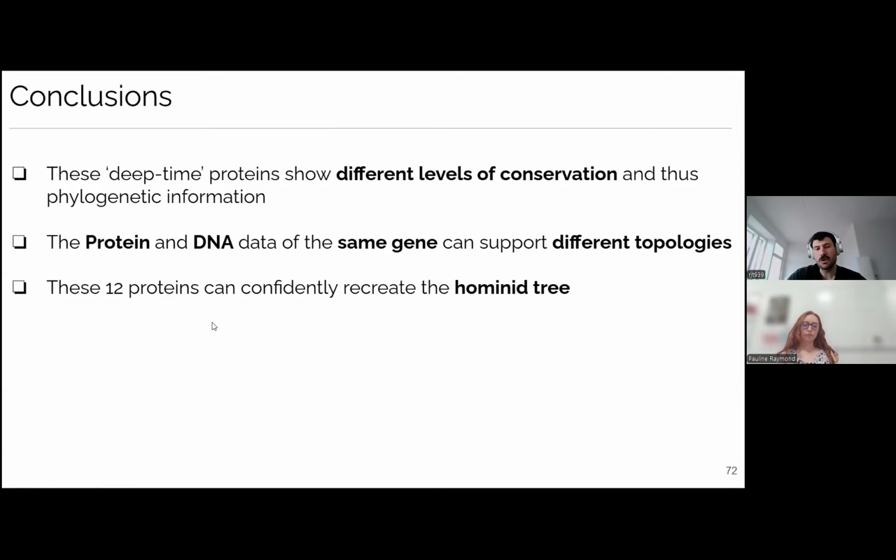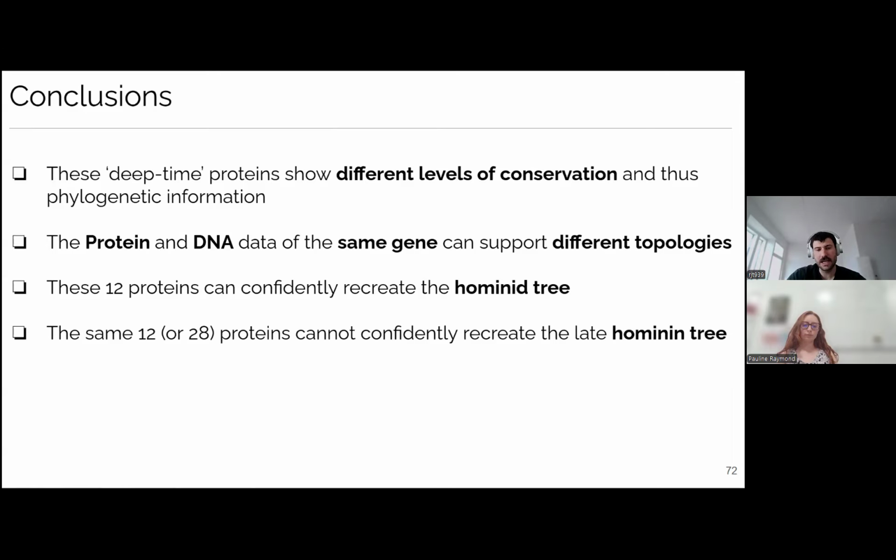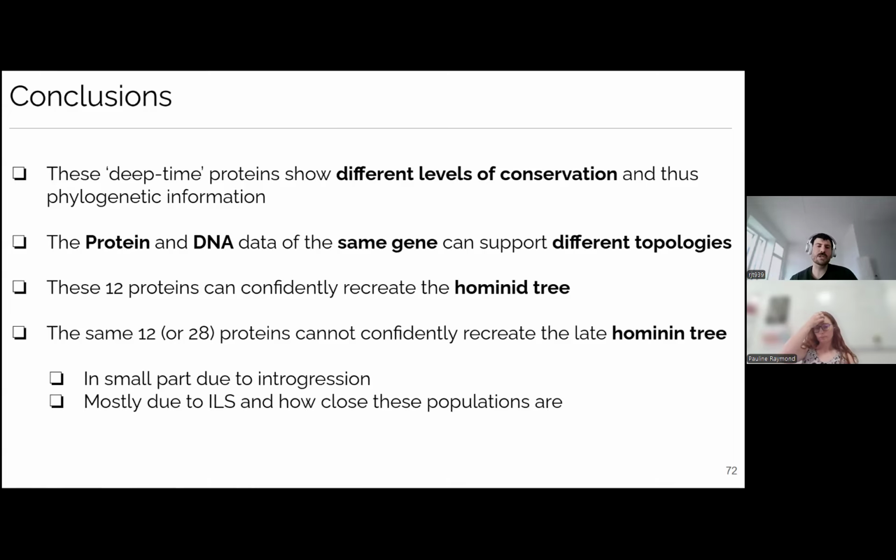These 12 proteins can confidently recreate the hominid tree, so between chimpanzees, gorillas, and humans. However, with the same 12, or even adding up to 28 proteins, we cannot confidently recreate the late hominid tree between Neanderthals, modern humans, and Denisovans. This is in small part due to introgression between these groups, but mostly due to incomplete lineage sorting and how close the population splits between these three groups are in time.